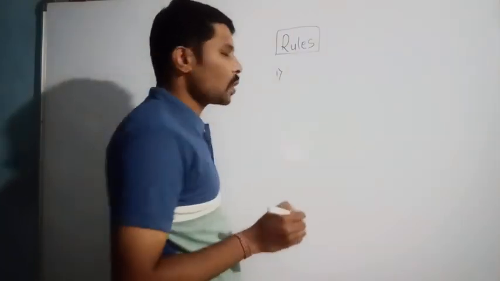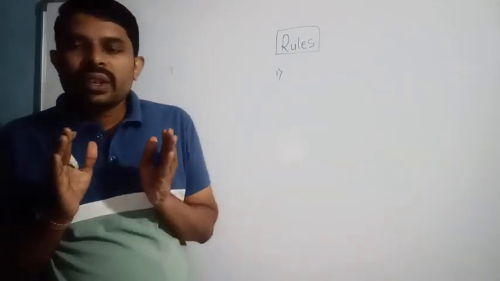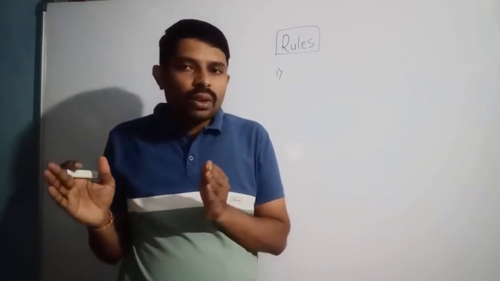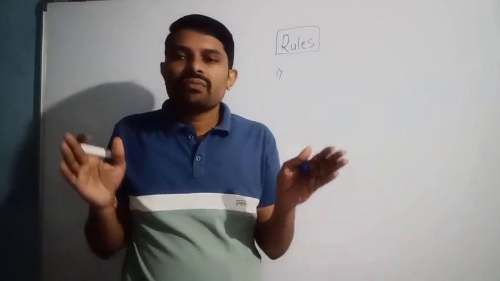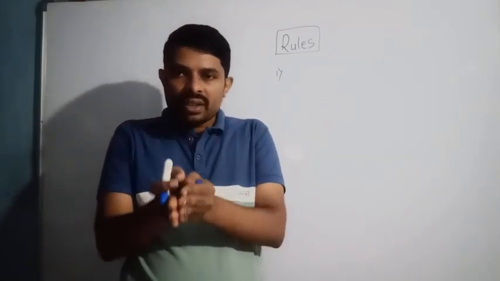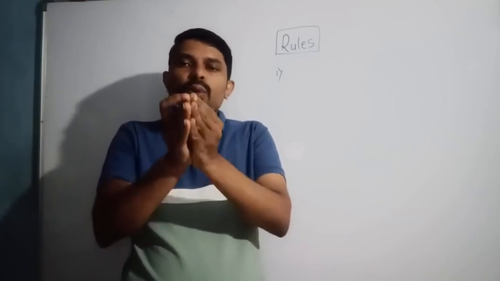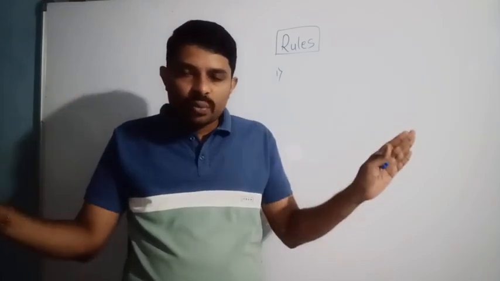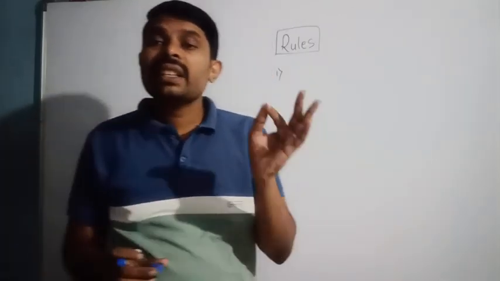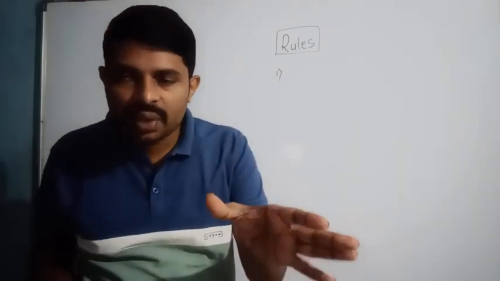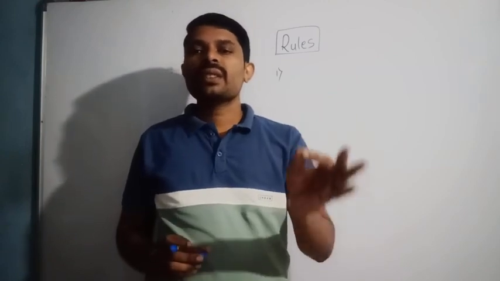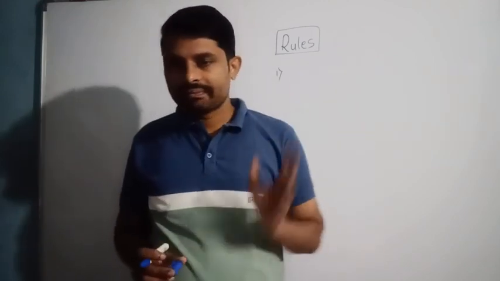Rule number 1, students, whenever one inequality is there, if you add the same number on both sides of the inequality, left side also, right side also, or if you subtract any positive number, nothing changes in the inequality. Means the inequality does not change if you add the same number on both sides or subtract the same positive number on both sides.